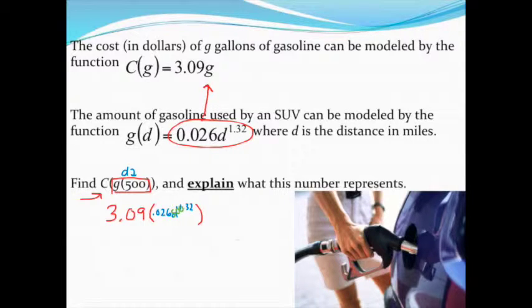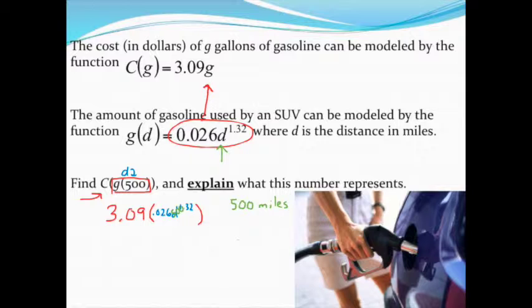Okay? And so as far as my explanation goes, I'm going to start on the side with what that 500 is. Well, I can see that 500 replaced D, which is distance. So the road trip I'm taking must be 500 miles. To start my explanation, I'm driving 500 miles, which I think is a song that I won't sing right now.